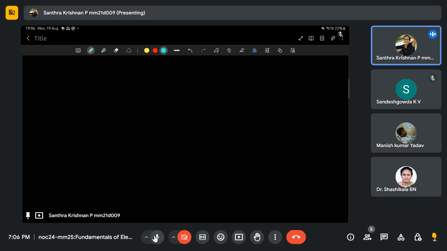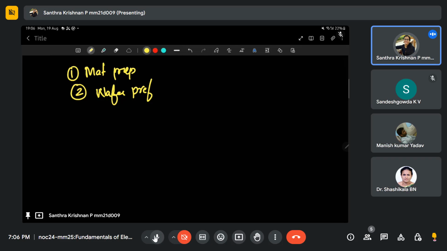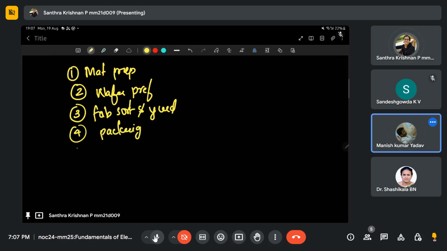And from the first week assignment, according to the textbook and the notes that I've gone through, the final step is testing. First, like we had been discussing in last class, is material preparation. Then second is crystal wafer preparation. The textbook I have requested, I've not got it yet. Once I get it, I'll be mailing it to you. Then next is fab, sort, and yield, then comes packaging, and finally it comes testing.